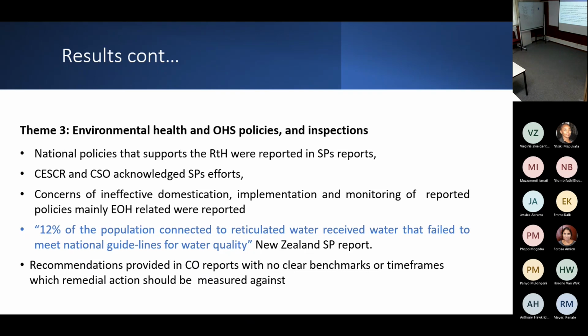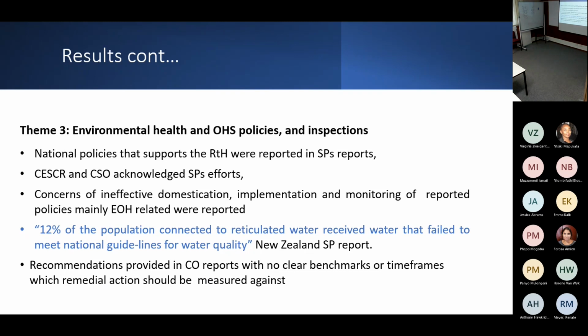Of course, the committee did acknowledge that the policies have been formulated and are in place, but there were concerns of ineffective domestication of these policies, and of the implementation and monitoring of reported policies, mainly on the economy, the environment, and occupational health. Like we have already said, 75% of the third parties were referring to health as healthcare. This means even on the policies, there was more emphasis on how the health policies were being carried out at the national level.